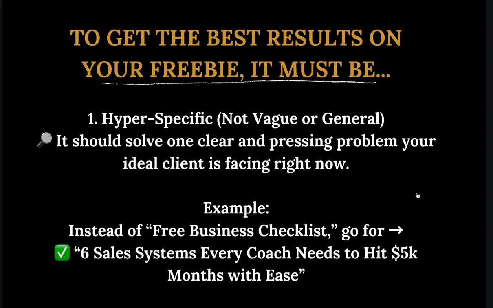An example is, instead of saying free business checklist, go for 6 sales systems every coach needs to hit 5K a month with ease. Can you see? It's saying there are 6 sales systems I will show you. That's it. Nothing overly promising or too much. Nothing generic at all. Okay, be very, very specific.